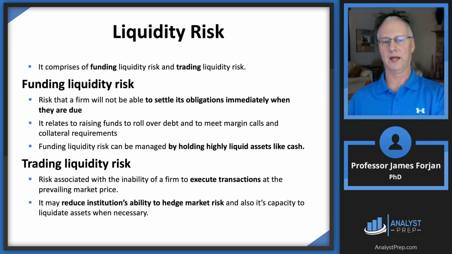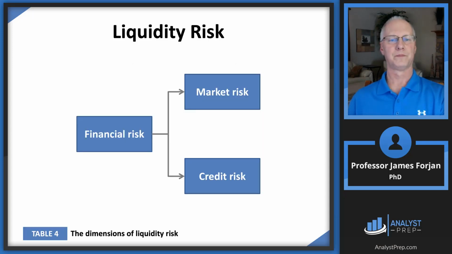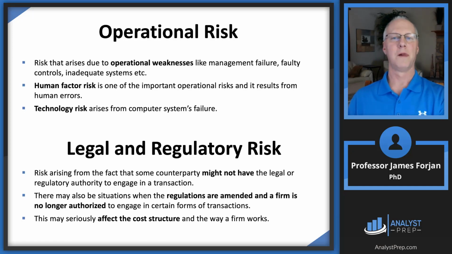And what this trading liquidity risk does, if it's substantial enough, is reduce the financial institution's ability to hedge different types of risk, but especially market risk. So what did we just say? Financial risk and market risk and credit risk are all components of this liquidity risk. So liquidity, which in the simple sense just means turning the assets into cash, has much more complex features. That's why this table 4 is called the dimensions of liquidity risk.